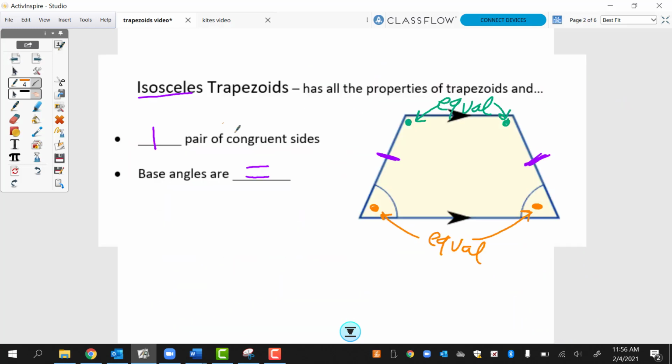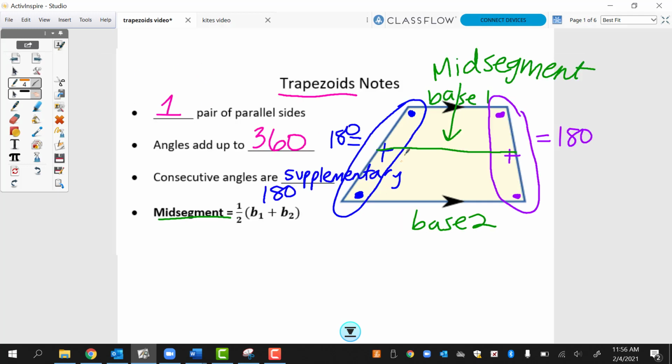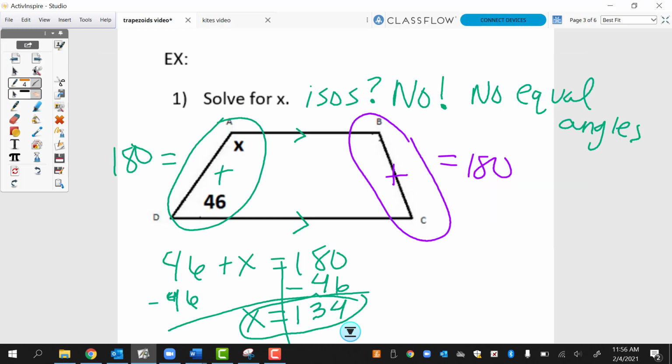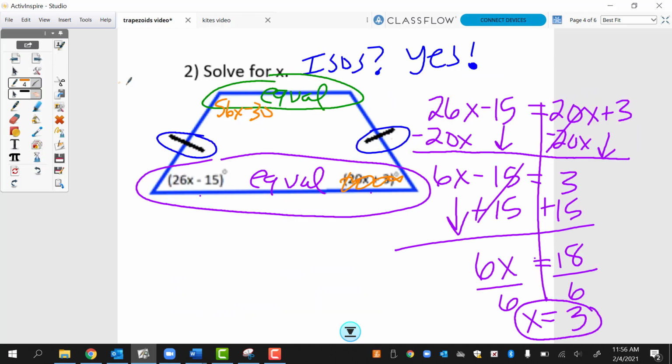Well, I'm going to look back. I can't use this specific property for isosceles. So I would look back and say, oh, the consecutive ones still add up to 180. That still happens in an isosceles. So if I was trying to solve this, I would say, oh, those add up to 180. So if that was the equation, I would do 26x minus 15 plus 56x minus 30 equals 180. That's still a thing.